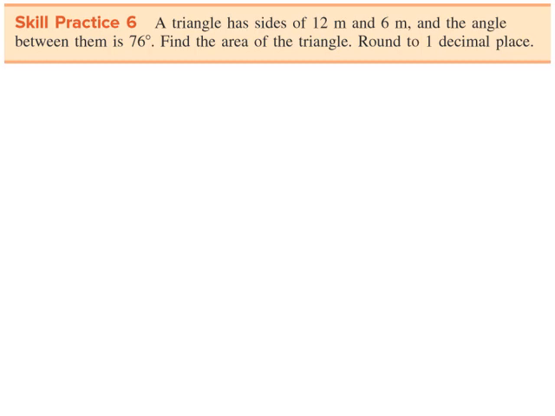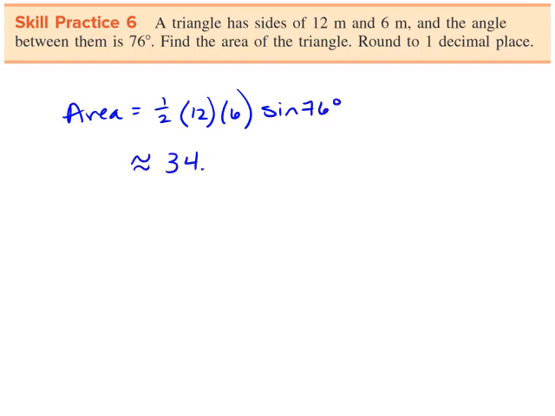Here, if you try this one on your own, you should find the area is equal to 1/2 times 12 times 6 times sine of 76 degrees, which is 34.9 square meters.